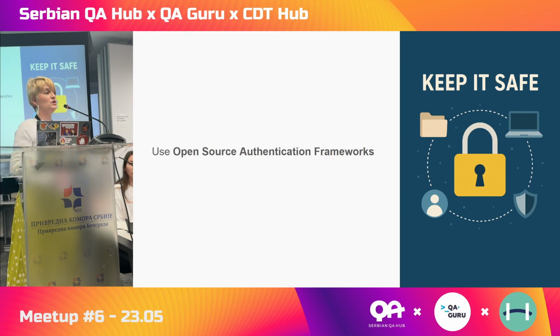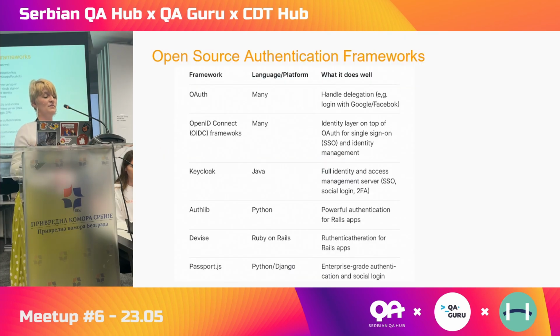So what can we do to prevent this and make our system safe? We can use some open source authentication frameworks. On this slide, you see a lot of them. There are many, but depending on the language, platform, or what it does well, you can choose one that fits you best. For example, the first one, OAuth, is used by Google and Facebook to log in, and everybody is using that really often.